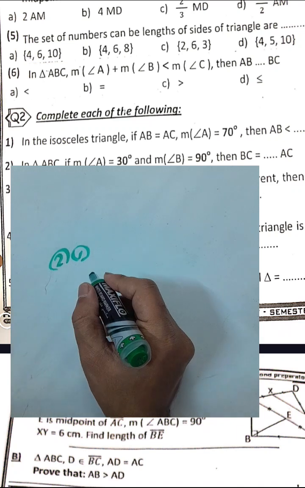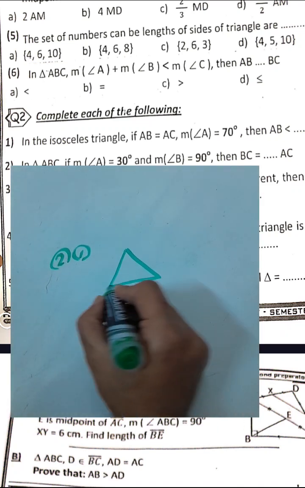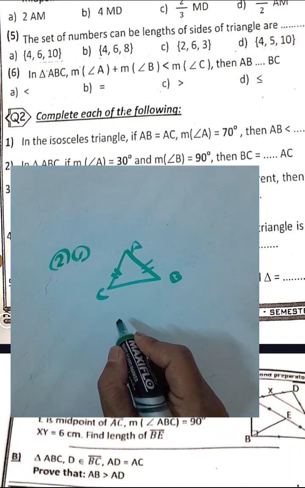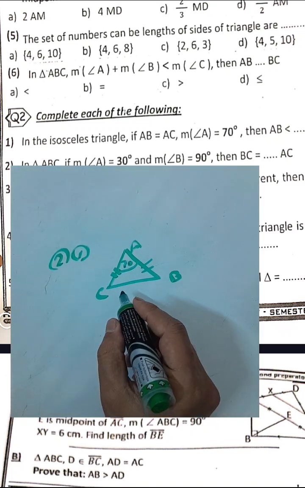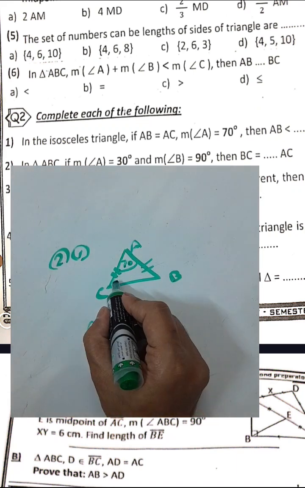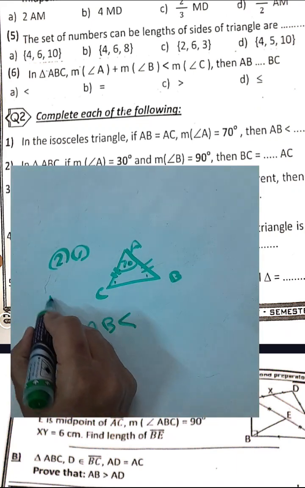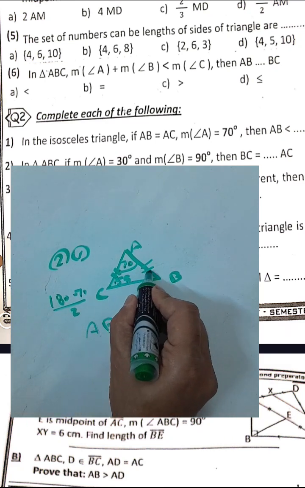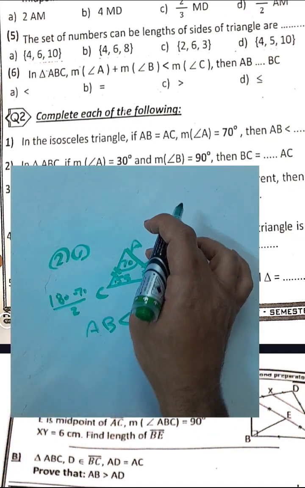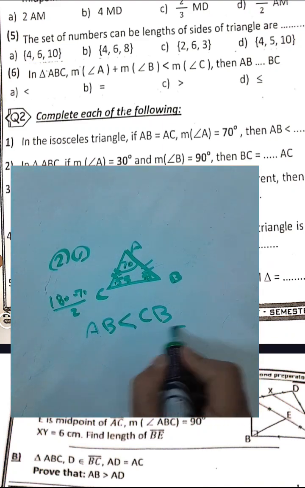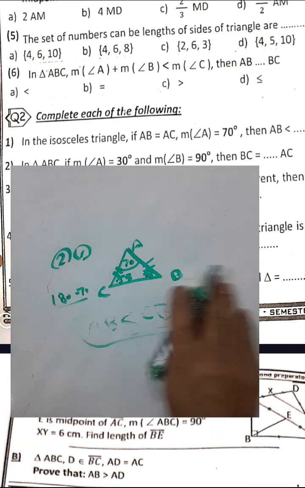Question number 2, complete. Number 1, we have an isosceles triangle here. If AB equals AC and the measure of angle A is 70 degrees, he wants to find the relation between AB and BC. We can find the measure of the two base angles, which are equal: 180 minus 70, divided by 2. That is 110 divided by 2, which equals 55. Then AB is opposite C, so 55 is less than 70. 70 is opposite BC. Then AB is less than BC.